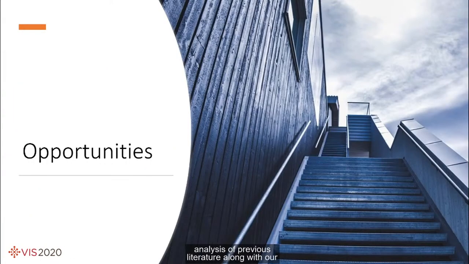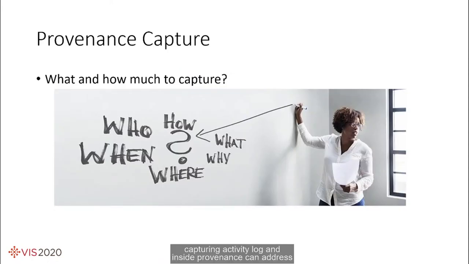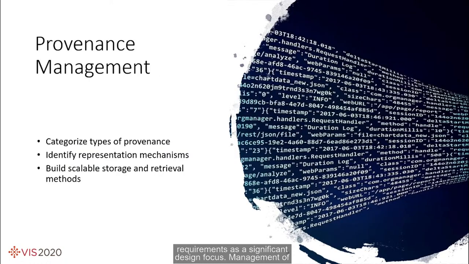Based on the analysis of previous literature, along with our findings from interviews, we have identified various opportunities for provenance support. Capturing activity log and insight provenance can address the majority of the requirements we have identified through our interviews. The interfaces for future visual analytic systems need to be designed with the provenance capturing requirements as a significant design focus. Management of provenance involves categorizing the types of provenance, identifying representation mechanisms, and building scalable storage and retrieval methods. Improved visual analytics support for provenance management would be beneficial for various data analysis tasks across numerous roles.